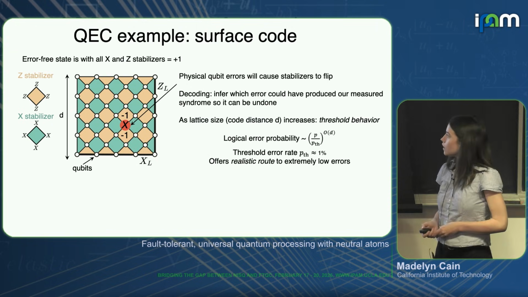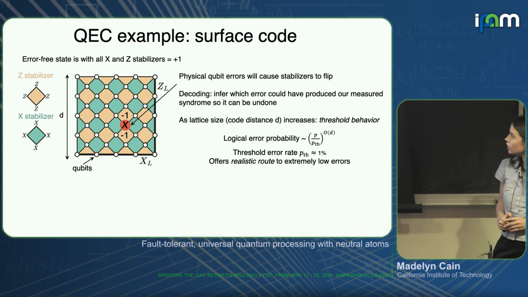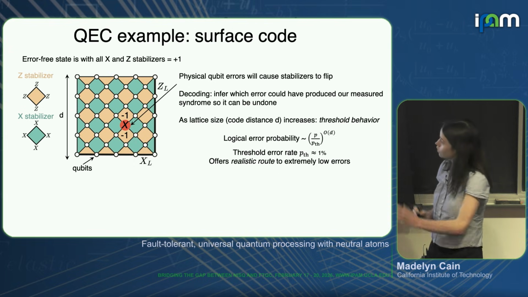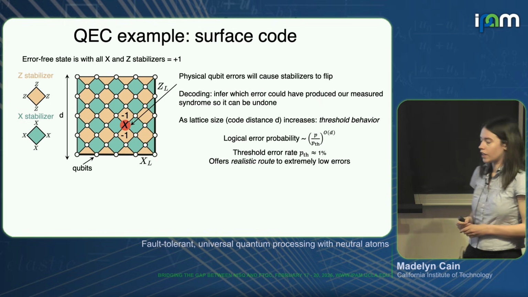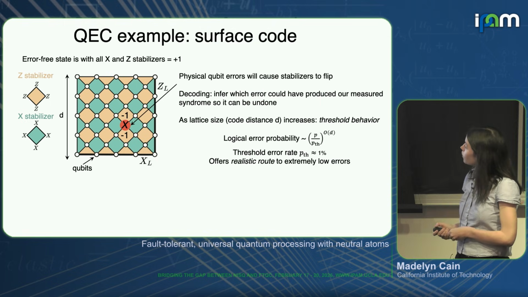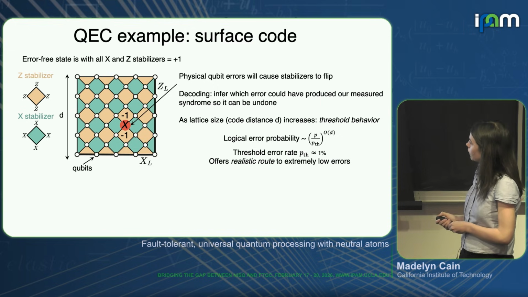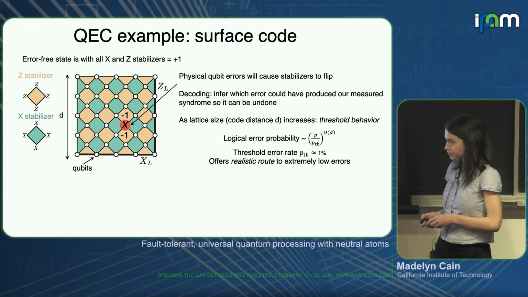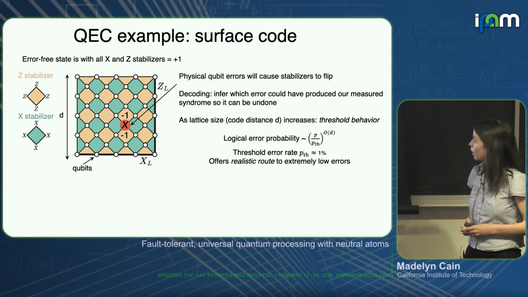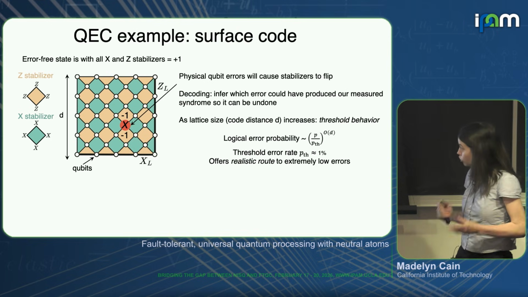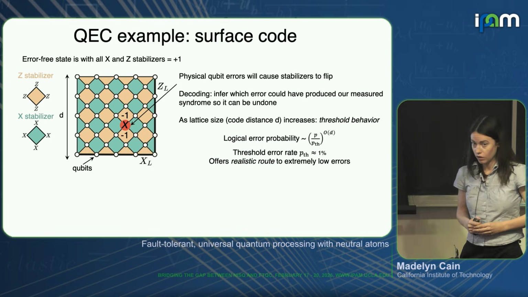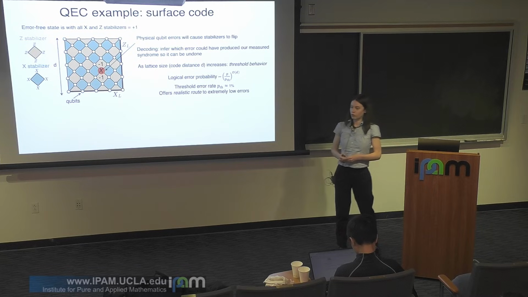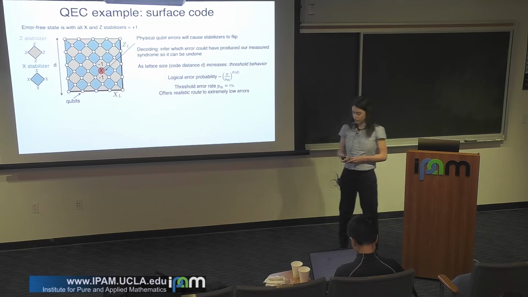Now, the most fundamental theorem in quantum error correction states that as the lattice size, or the code distance, so here it's just given by the vertical dimension of the lattice, increases, we get a so-called threshold behavior, which states that you can exponentially reduce the logical error probability with the code distance as long as your physical error rate is below some threshold error rate. And for the surface code, this threshold hovers at around 1%, which offers us an extremely realistic route to get these very low errors that we need. And indeed, we've seen across several different systems already below threshold behavior, including some of which I'll discuss today for neutral atoms.